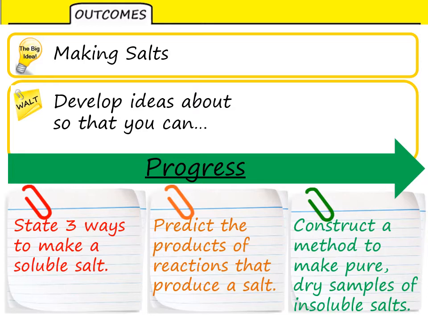This lesson is about making salts. You're going to be able to state three ways to make a soluble salt. And if you remember from C2, soluble means that it can dissolve in water. Then go on to predict the products of a reaction, or reactions that produce a salt. And finally, as the top skill, construct a method to make pure dry samples of insoluble salts. So insoluble is when a salt, or any substance, will not dissolve in water.